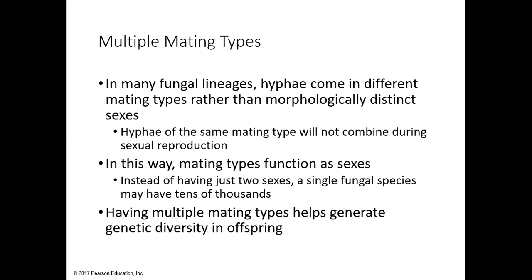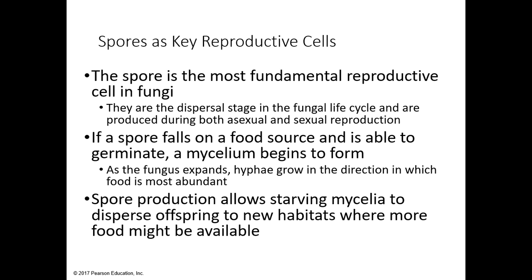So instead of just having two distinct sexes, a single fungal species can have tens of thousands of these mating types, okay? So rather than just getting male and female coming together, we've got all of these different mating types, and we're seeing a whole lot of diversity here from this. So really, absolutely incredible.